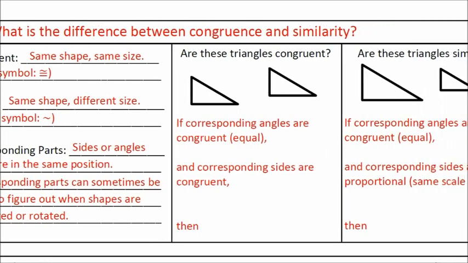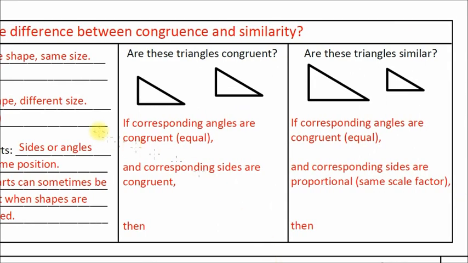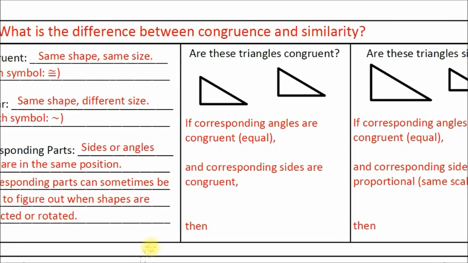So again, a little bit of review here. Are these triangles congruent? Let's take a look at them. Let's go ahead and label the vertices. Let's say this is A, and this is B, and this is C. And let's call this vertex D. Remember, a vertex is where the two sides of a polygon come together and touch each other. This is E, and this is F.